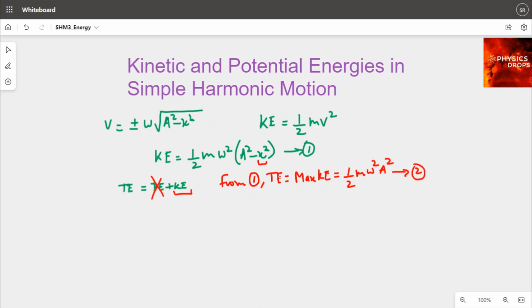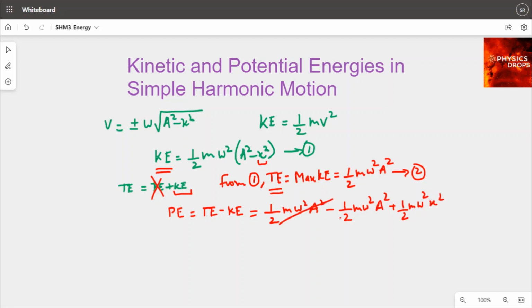So we have the total energy, we have the kinetic energy. So the potential energy is total energy minus the kinetic energy. The total energy is half m omega square a square. The kinetic energy from equation 1 is half m omega square a square, I'm just expanding that, minus half m omega square x square. These two terms cancel out and we get potential energy PE is half m omega square x square.